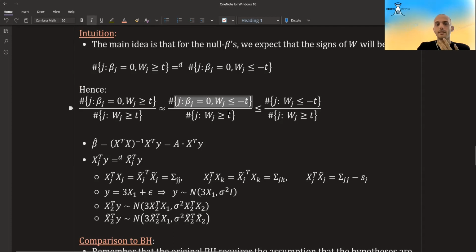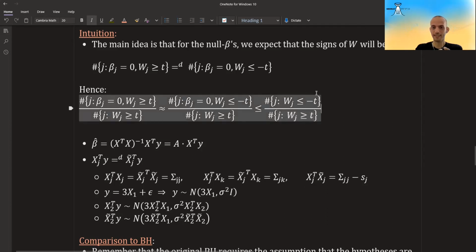So this is less than or equal to this because there are two conditions here, that the beta_j's are 0 and that W_j is less than or equal to minus T, but we don't know which of our W's have a beta_j equal to 0, but it doesn't matter. It's a subgroup, so this quantity is bigger than this. And this is exactly what we control for. This is the knockoff method. This is what the knockoff method will say is the FDR. So we control this quantity that we want to control with this.